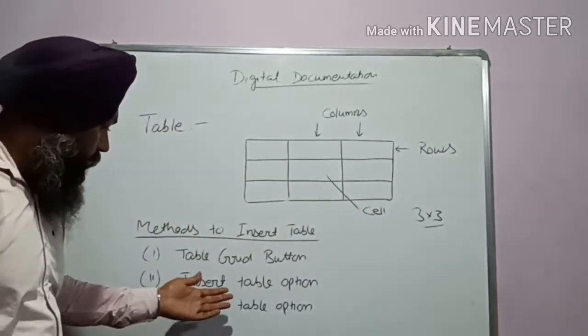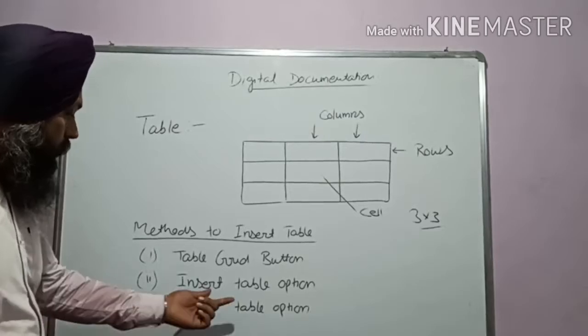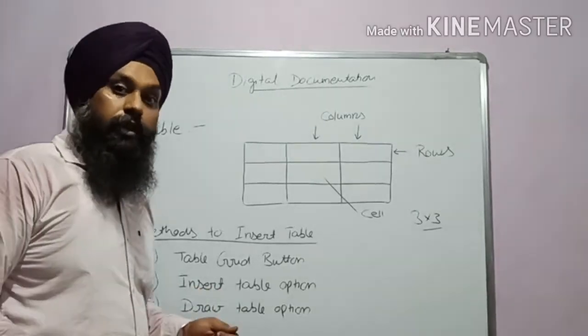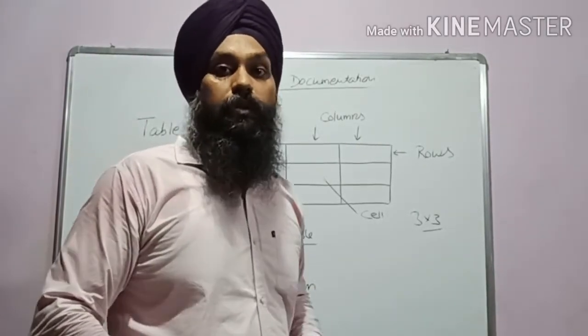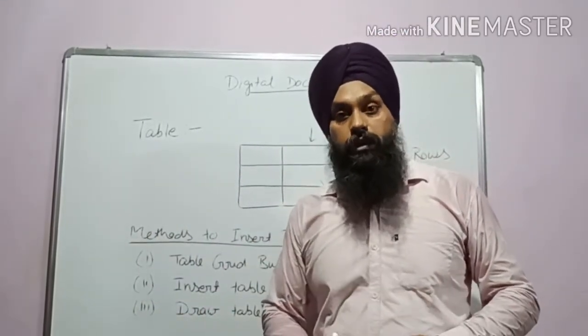The second method is through the Insert Table option. When we click on this option, we need to specify the number of columns and the number of rows which we want to insert.